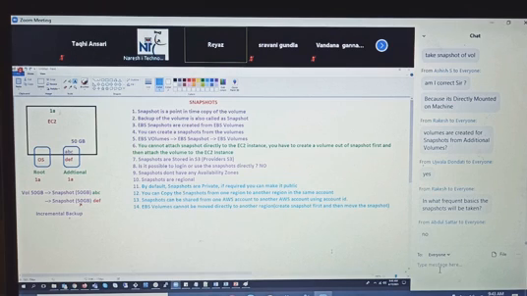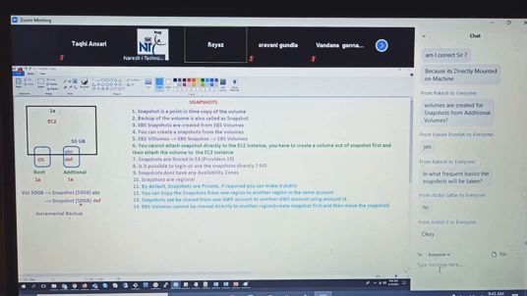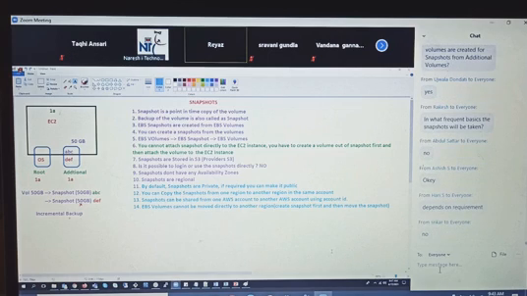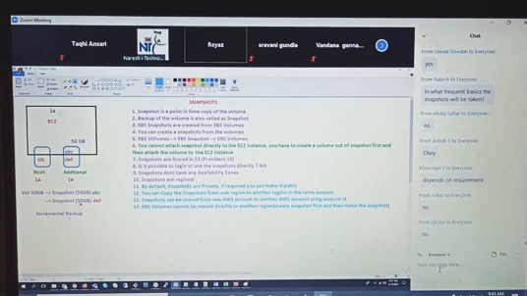On what frequency basis will the snapshot be taken? Is it possible to answer that? Definitely no, because it purely depends upon the requirement. One customer will say that every day he needs a snapshot, and one customer will say that every week he needs one. Or one customer says every minute he should have one. It purely depends upon the requirement.